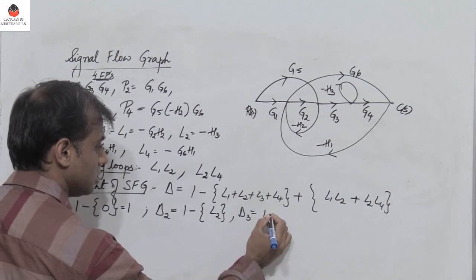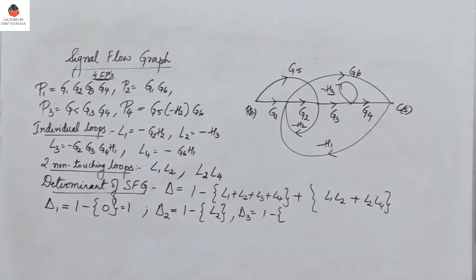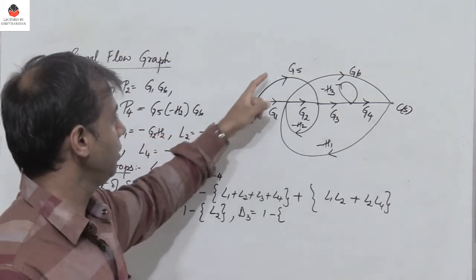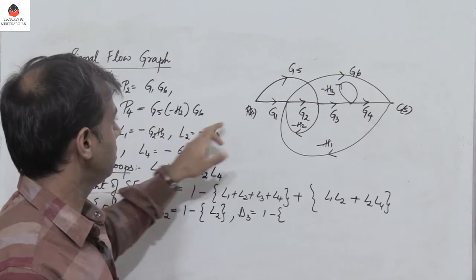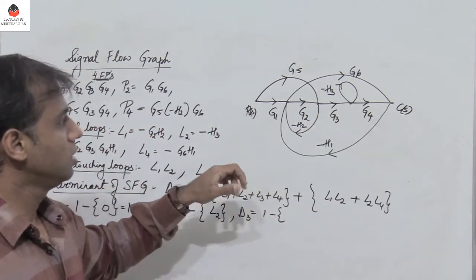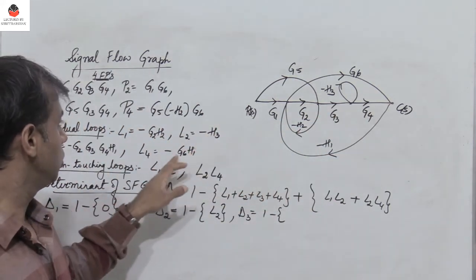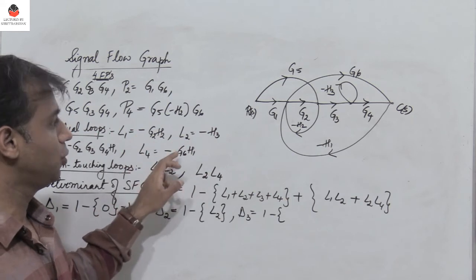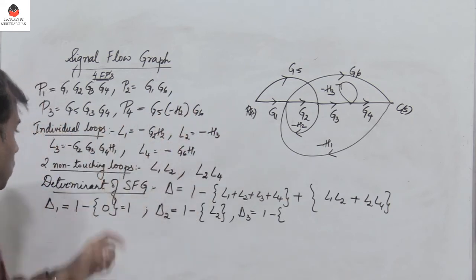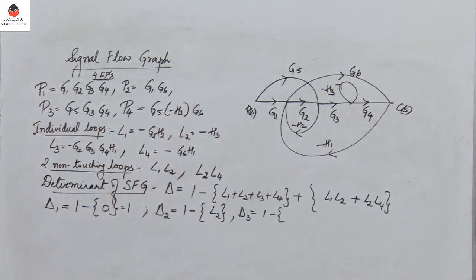Again delta 3 is 1 minus. So again consider the forward path 3, which is G5, G3, G4, right? We find that all the loops L1, L2, L3, L4 will definitely touch one of the nodes of the forward path P3, so it's going to be 1 minus 0.